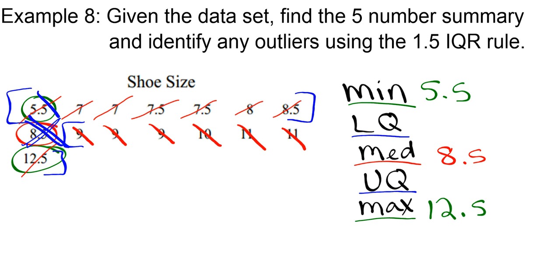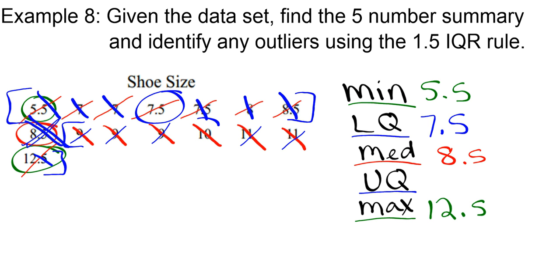So then we're going to go ahead and get ourselves to our lower quartile, which is 7.5. And then we're going to get ourselves to our upper quartile, which is 10. And that is our 5-number summary.